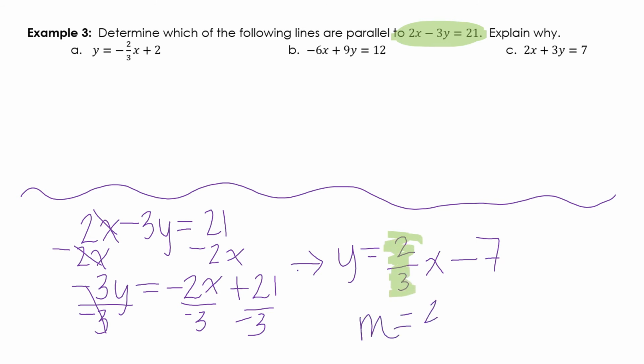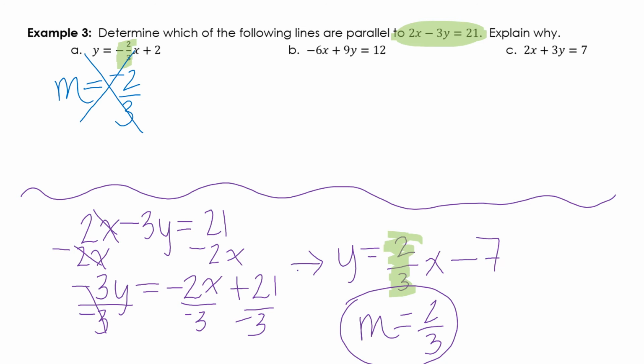So now we need to determine the slopes of the other 3 lines, and any of them that have a slope of 2/3 will be parallel. If we look at A, it is in y equals mx plus b form. It's already in slope-intercept form, so we don't need to rearrange it. We just need to look at the equation and determine the slope, and the slope for A is -2/3. Since the slope for A is -2/3 and the slope that we have for our given equation is +2/3, these are not parallel. So it's not A.